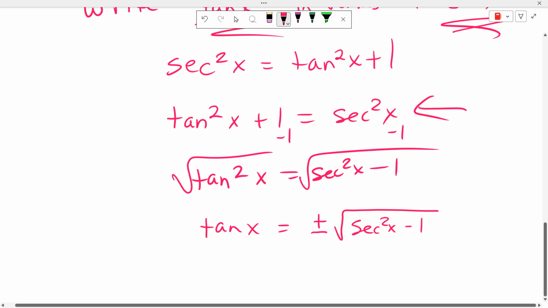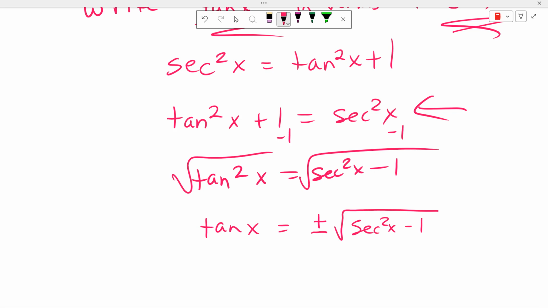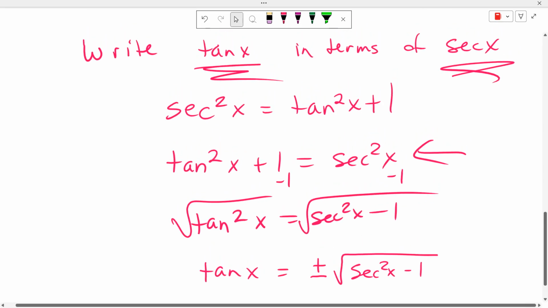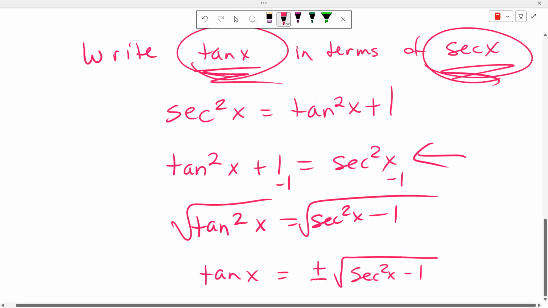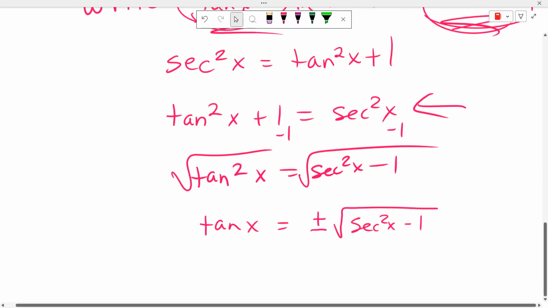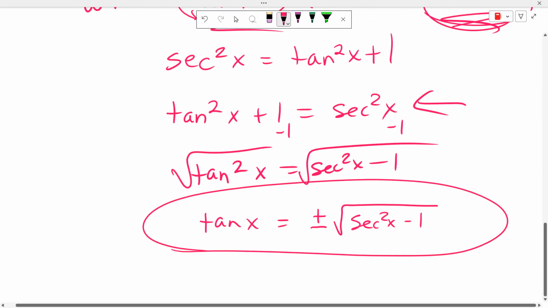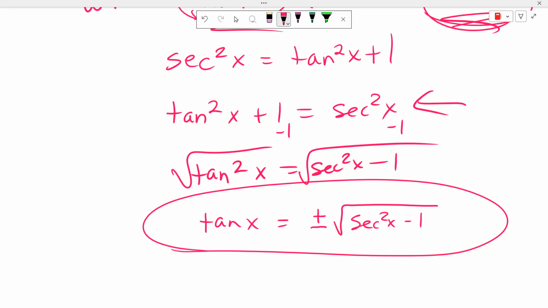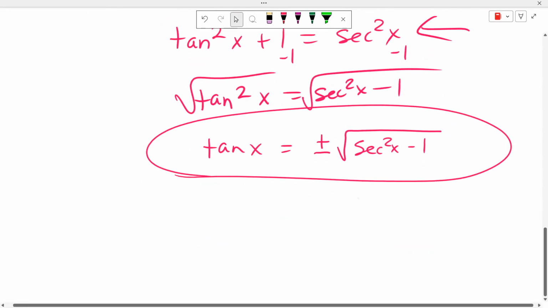In the second part of what you're doing today, we don't put things in terms of sines and cosines. What we're doing is putting whatever this is in terms of whatever this is. So in this case, we can leave things like that. Now, that wasn't an overly difficult problem. Now, let's do another one.